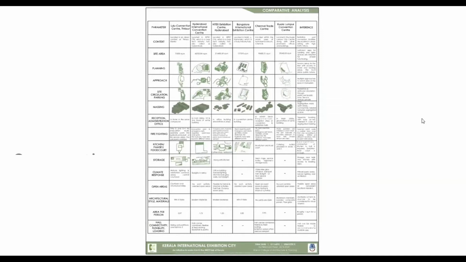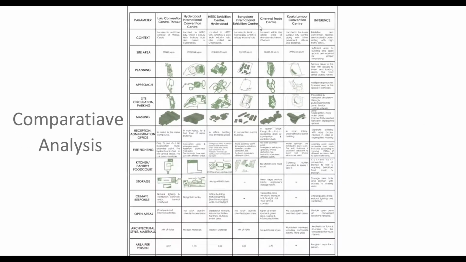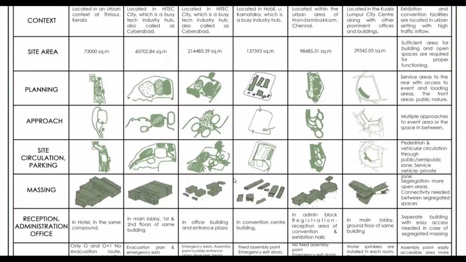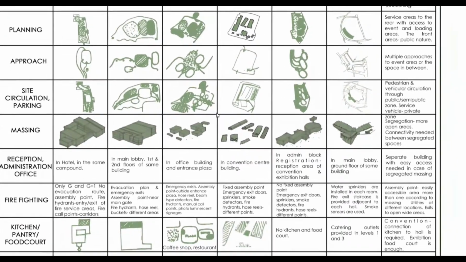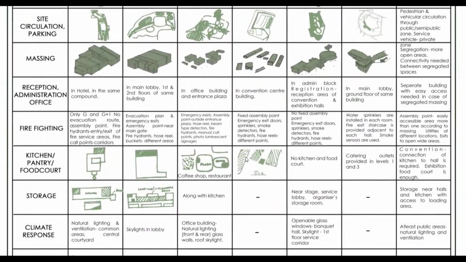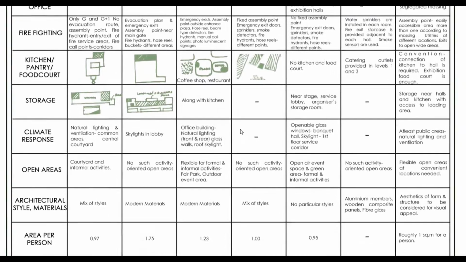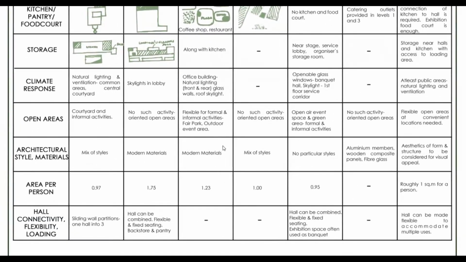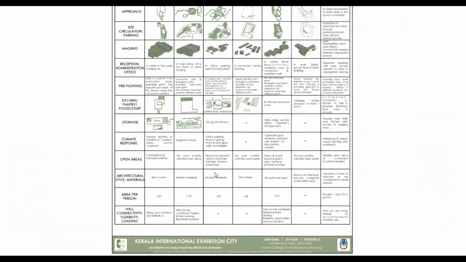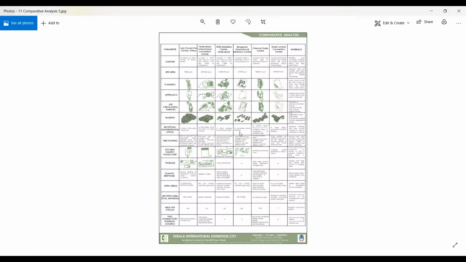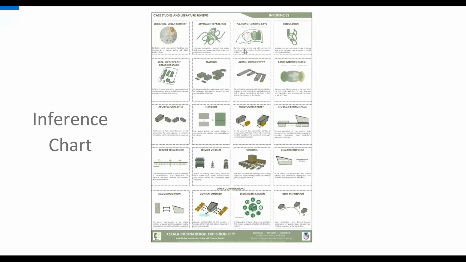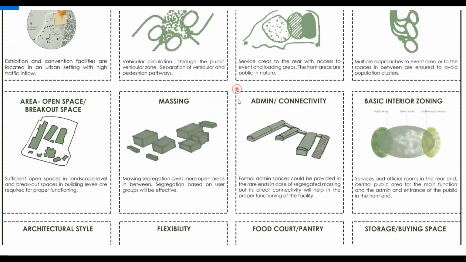And on its basis, I did a comparative analysis and analyzed parameters such as the context, the site area, planning, approach, site circulation and parking, massings, administration, firefighting, kitchen, storage, climatic response, open areas, architectural material, area per person, hall connectivity, flexibility, and loading. And on its basis, I have prepared an inference chart which I would be explaining and will be using for my design as well. These are the inferences which I concluded from the case studies and the literature case studies, and I have incorporated many of the factors into my design as well.